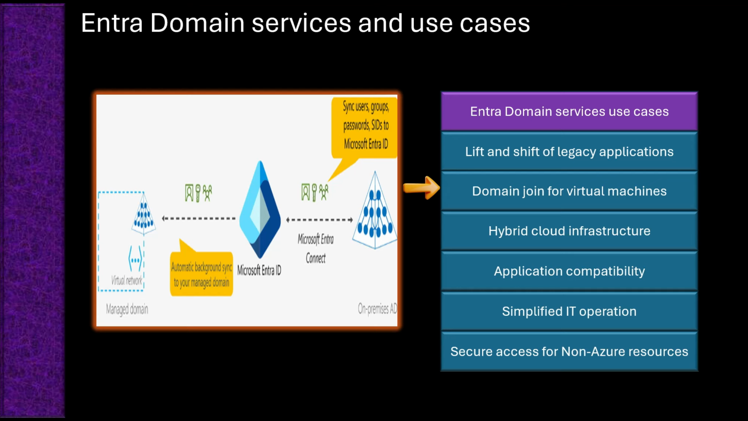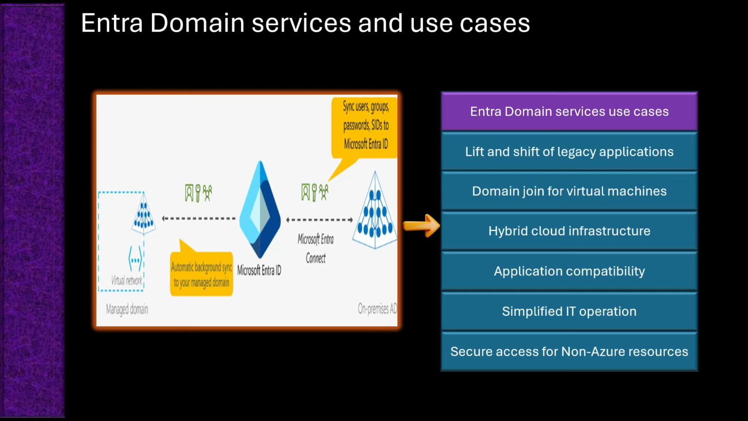Second use case is domain join for virtual machines. Azure VMs need to be joined to a domain to apply security policies and enable authentication mechanisms like SSO. You can domain join VMs to the Entra Domain Services domain, which enables centralized control, policy enforcement, and easier management.